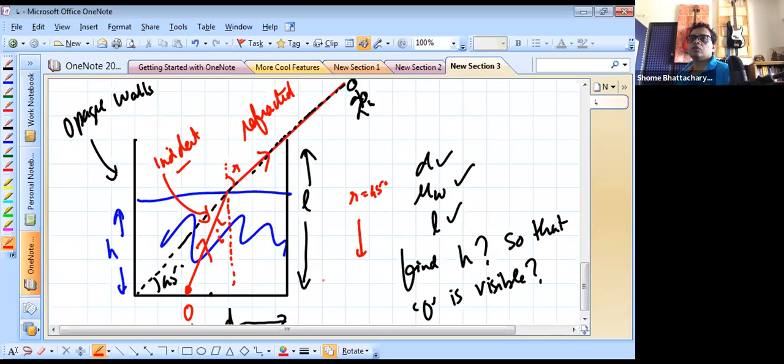So 4 by 3 sine I will be equal to sine R, and R is 45, and from that you back calculate how much this height should be. Okay. So from this point it's just trigonometry and Pythagoras theorem and combinations of these things, but these are two exceptional questions I wanted to discuss, which are different compared to the normal application of real depth apparent depth.